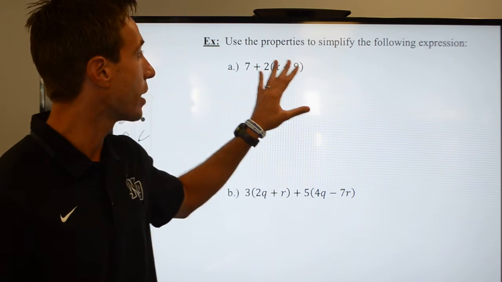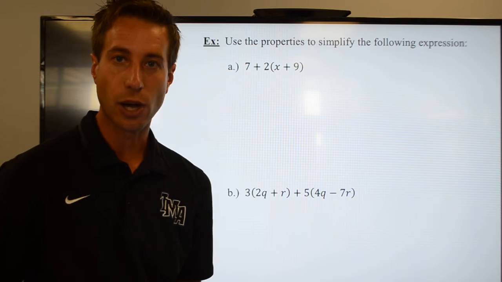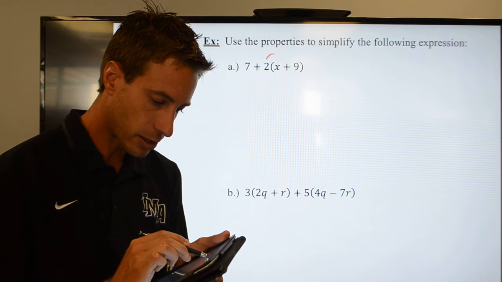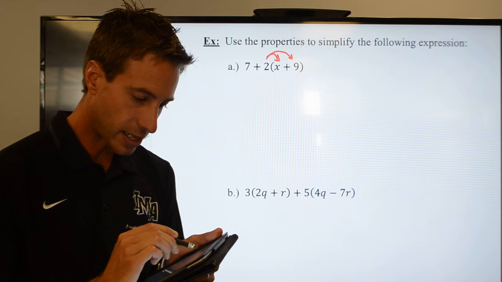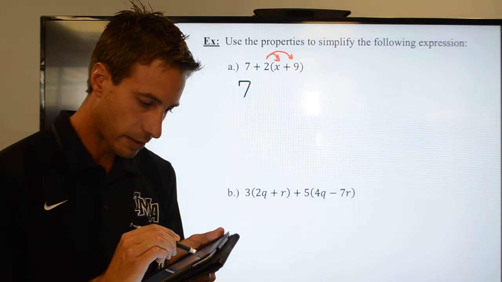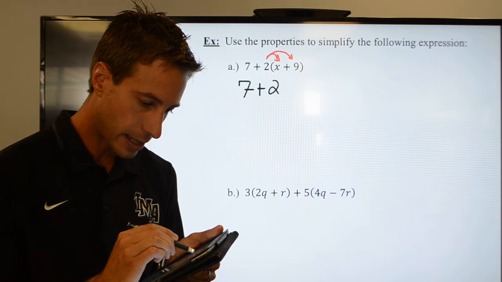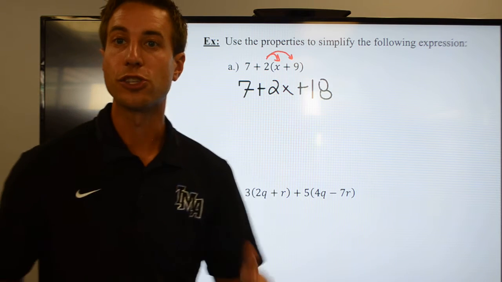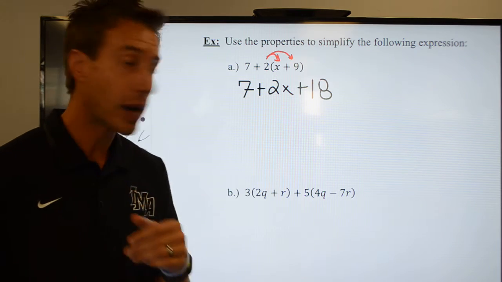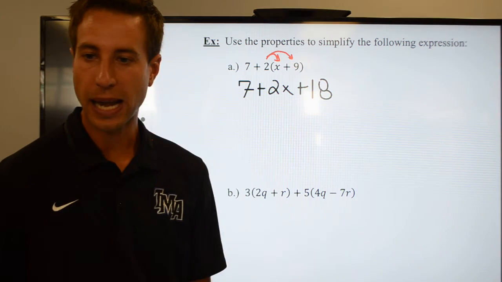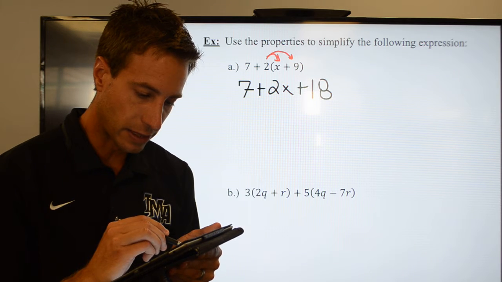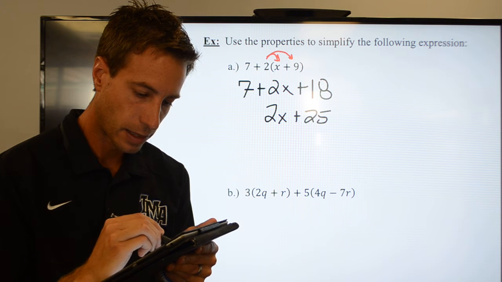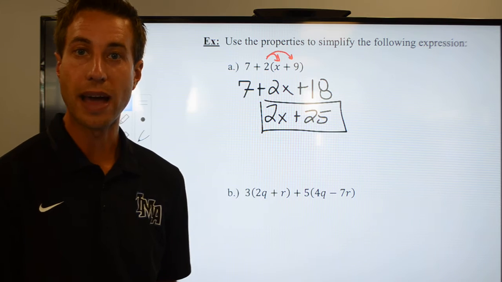When I take a look at this first one, I should right away recognize, hey, I'm going to need to go ahead and do the distributive property because I have a 2 multiplied by a quantity. So let's do that first. What that's going to get me is a 7 plus 2x plus 18. Now what I'm going to do is look for like terms, and I do have some like terms. I have some constants. So I'm going to add the 7 and the 18. You should get 25. 2x plus 25. That's going to be all you can do on that one. Let's try the next one.